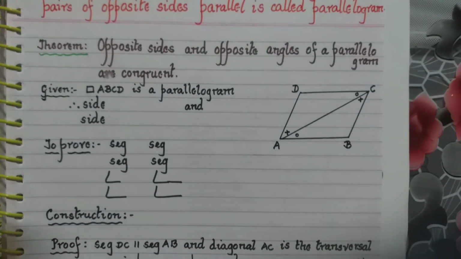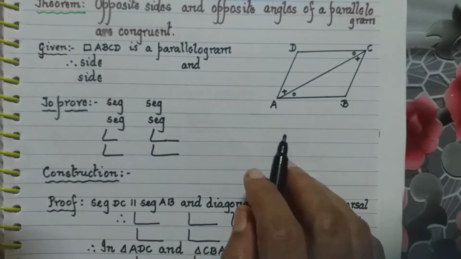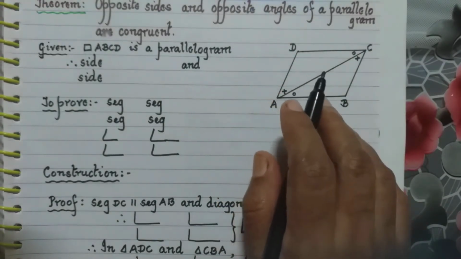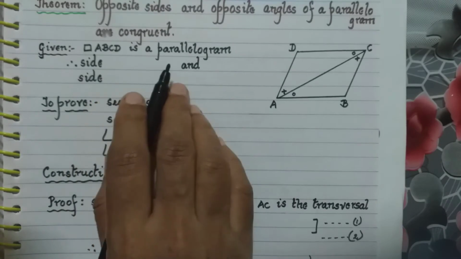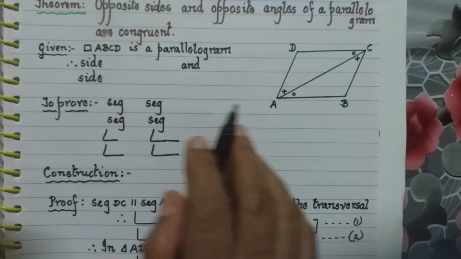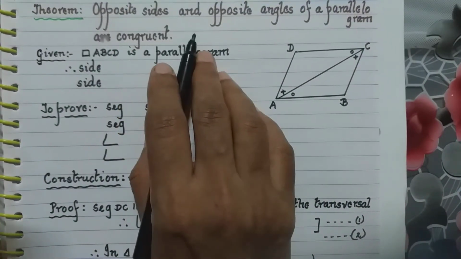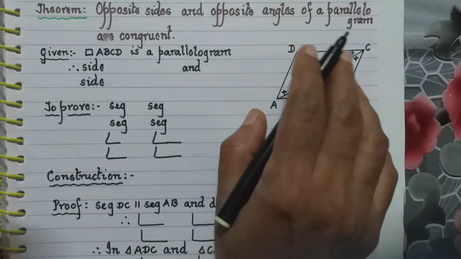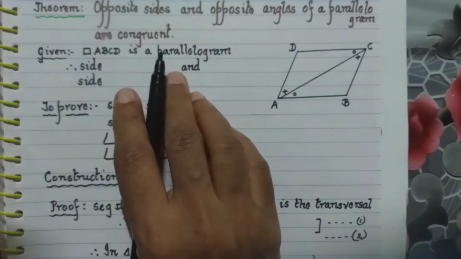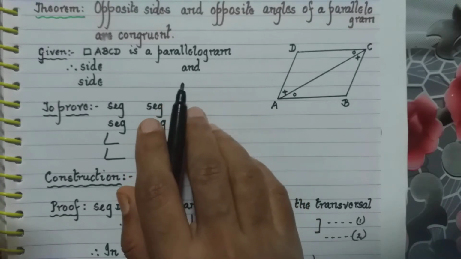Now, you see here, we have a parallelogram named ABCD. Given: quadrilateral ABCD is a parallelogram. Now, what have they said? That opposite sides and opposite angles of a parallelogram are congruent. We have to prove that they are congruent.